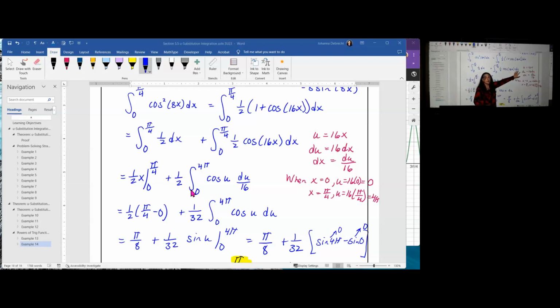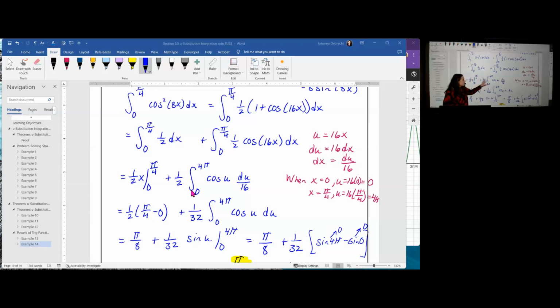Because I don't have a 16 as a factor in the integrand, I solve for the differential dx to get du over 16. Now I need to replace the limits of integration, switching from an x integral to a u integral. When x is 0, u is 16 times 0, which is 0. And when x is pi over 4, u is 16 times pi divided by 4, which gives me 4 pi. When I substitute, I get the integral from 0 to 4 pi of cosine of u times du over 16, with the 1/2 from the reduction formula on the outside.